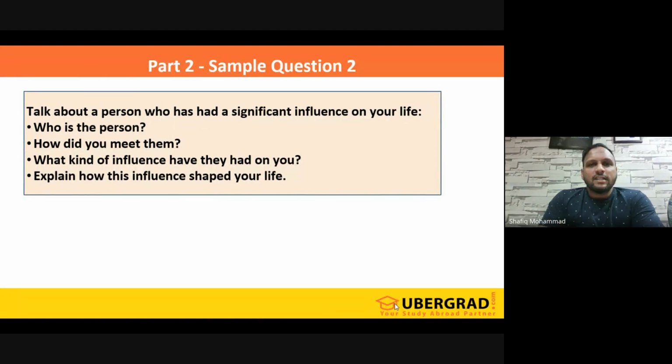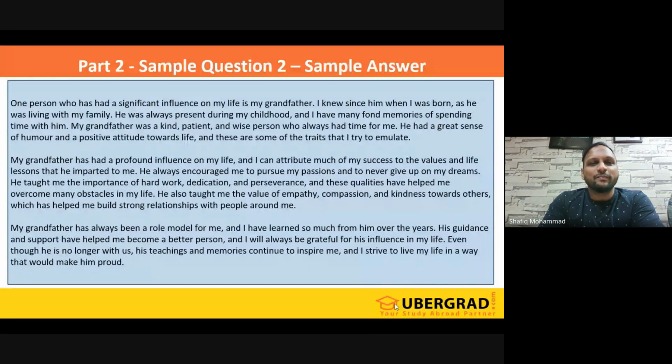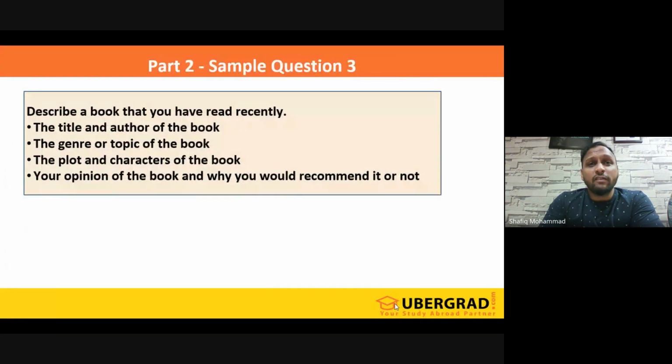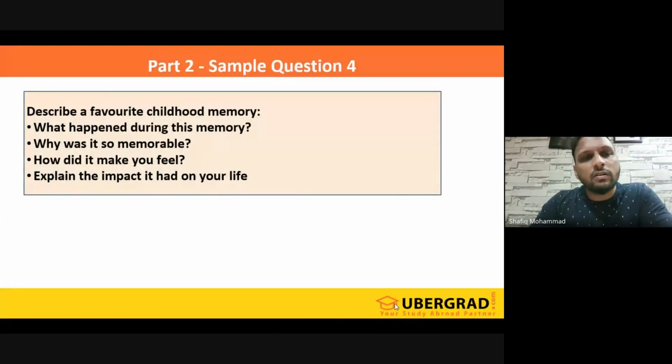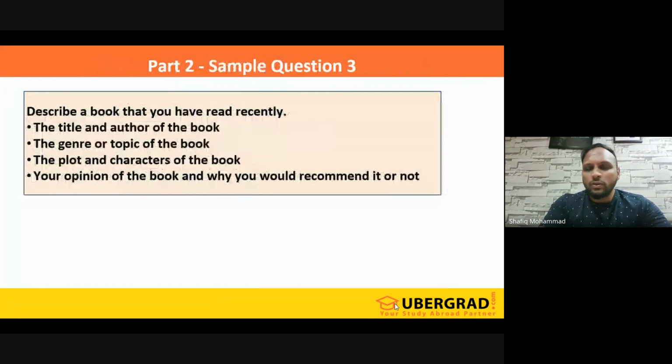So we were discussing talking about a person who had significant influence on your life. Many people came up with their answers, and you spoke really a lot, really astonishingly awesome. I also gave homework, two assignments actually, two topics. One is describe a book that you have read recently, and the other one is describe a favorite childhood memory. These two were given as homework. So let's discuss without delay.